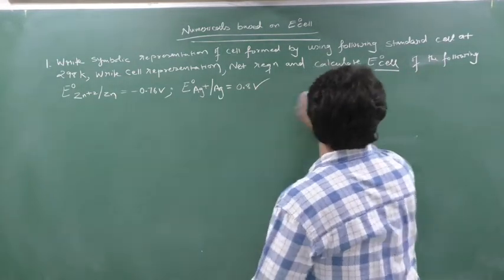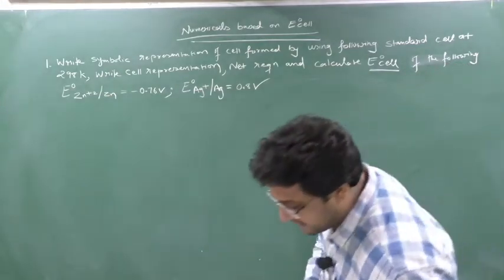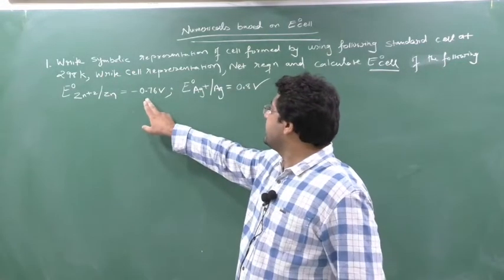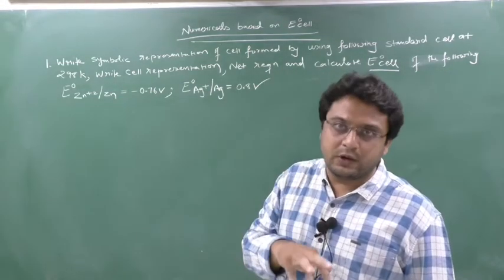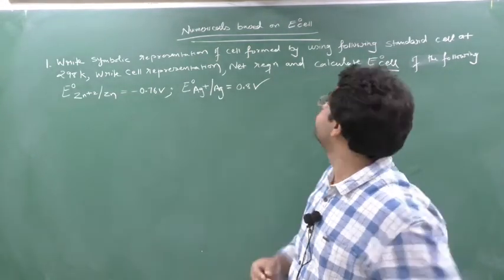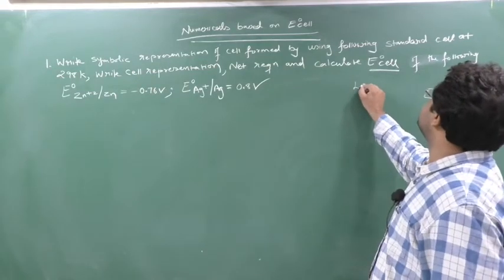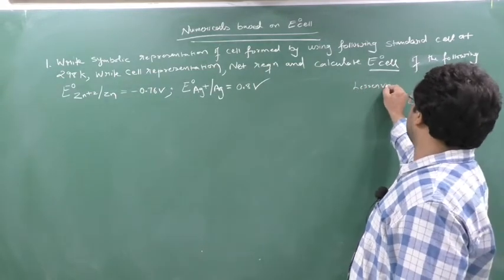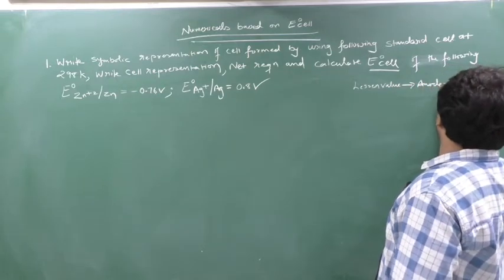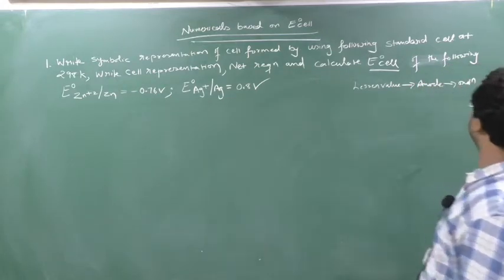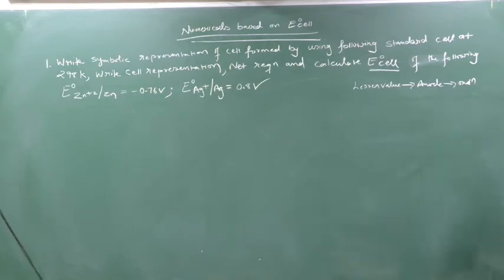Point number 2, make a note: now they have given two values. Now how to decide which will be the anode and which will be the cathode? There is a very simple trick. You remember, the lesser value will always act as anode, and at anode oxidation occurs. This is the shortcut to remember.